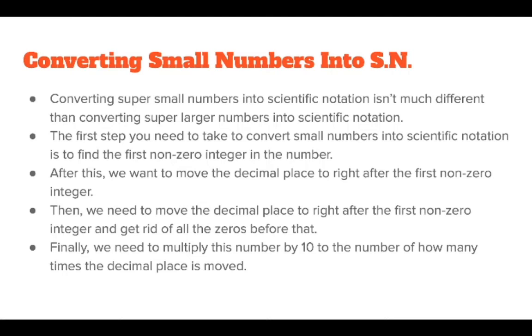When the integer is huge and you are converting it into scientific notation, the exponent to which you are raising the 10 to has to be positive. However, if you are converting a small number into scientific notation, the exponent that you are raising the 10 to has to be negative. Hopefully now you understand how to convert super small numbers into scientific notation, but if you don't, that's fine because I'll be doing 2 example problems.